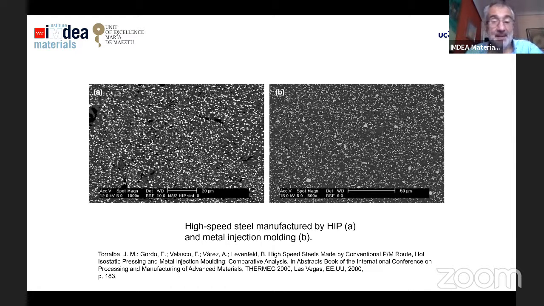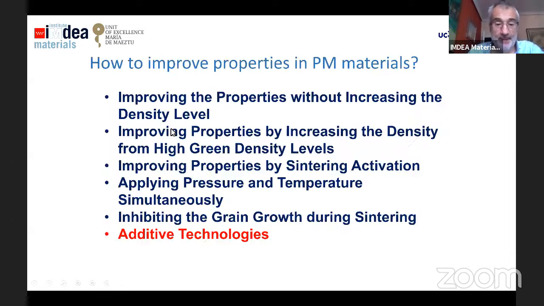This is one typical example also. This is high-speed steel. On the left, manufactured by horizontal pressing. On the right, metal injection molding. You see, the microstructure is quite similar. Maybe in this case, metal injection molding even has a lower grain size in the carbides than the horizontal pressing.